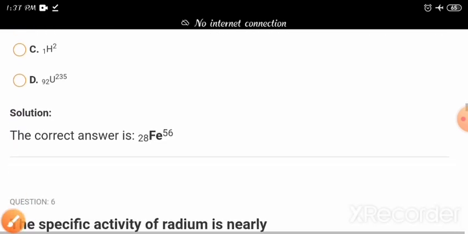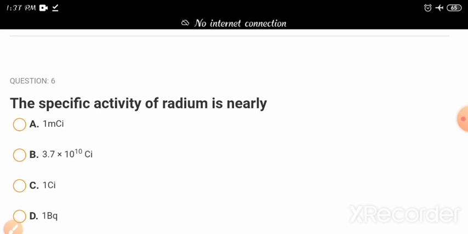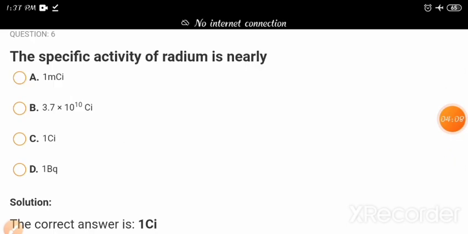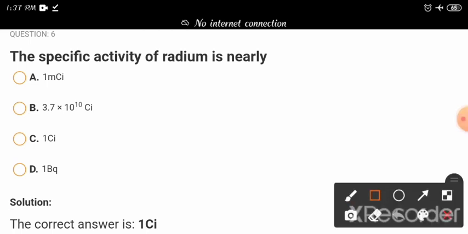Now question number 6: the specific activity of radium is nearly what? The specific activity of radium is generally, friends, option number C, that is 1 Ci. 1 Ci should be the correct answer.